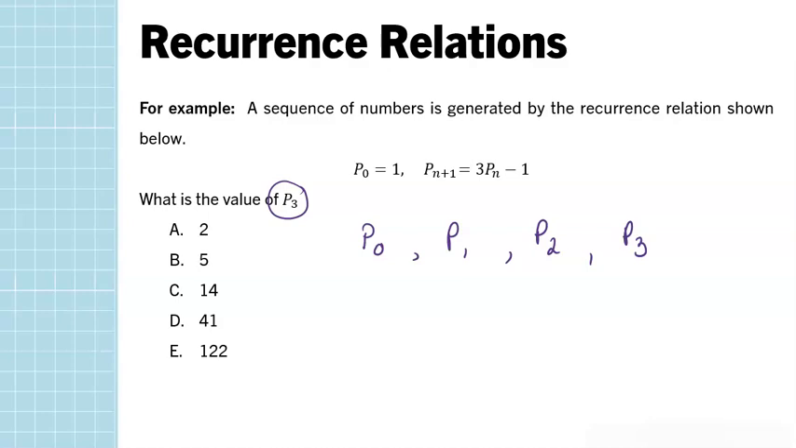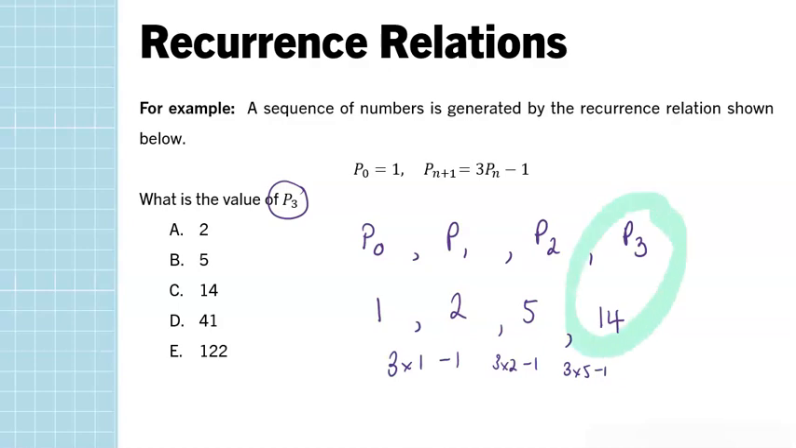If we're doing that by hand, we write down our first value is 1. 3 times 1 is 3. Take 1, 2. So we're going to write that little bit of working: 3 times 1 minus 1. Then we have 3 times 2 minus 1, so 5. 3 times 5 minus 1, so 14. And so there is the value that we want. That fourth value is 14. So our answer is C.